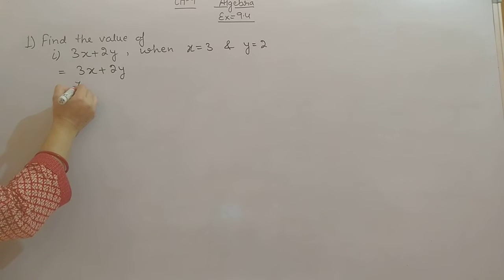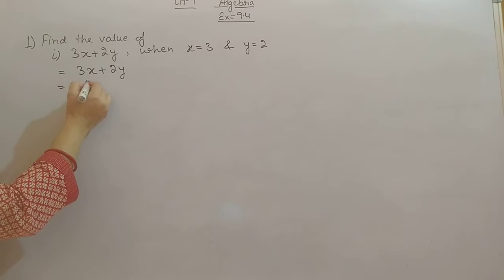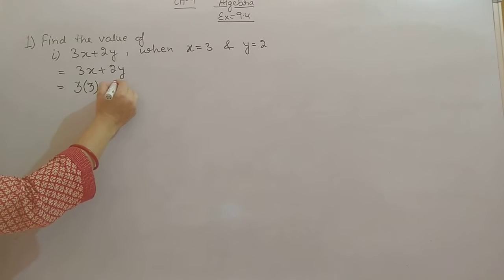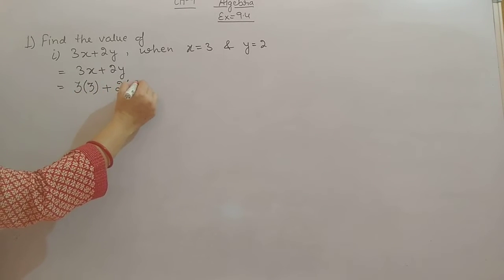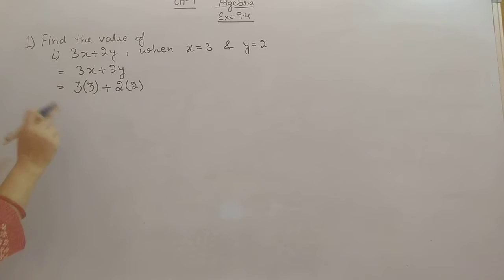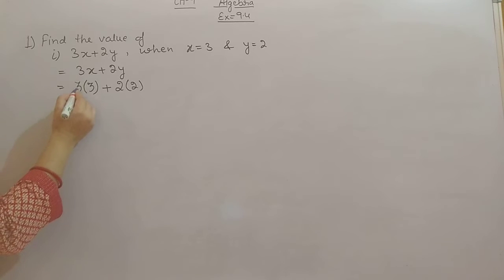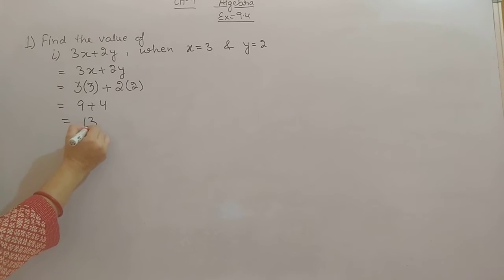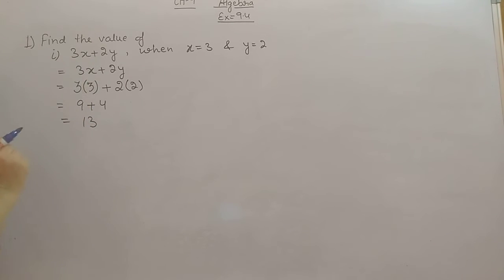Now we can write it as 3, in place of x we have to write 3, plus 2, y value is 2. So 3 into 3, 3 bracket 3 means 3 multiplied by 3. 3 into 3 is 9, 2 into 2 is 4, and 9 plus 4 is equal to 13. So the value of 3x plus 2y is 13.